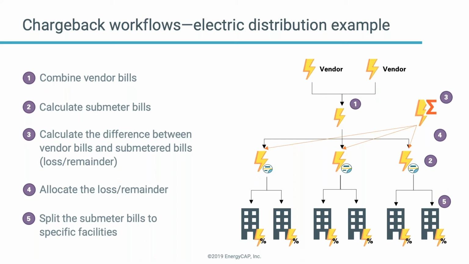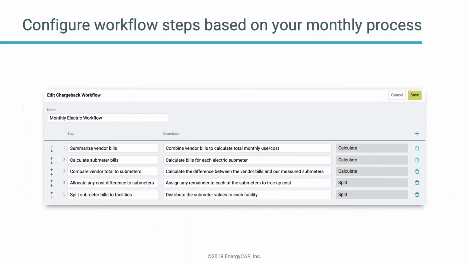facilities. In EnergyCAP now, I can model all 5 of these items as steps of a single workflow. And this is what it would look like. I define the name of my workflow, and then for each step I provide a name that helps my organization understand what is done as that step of the workflow.